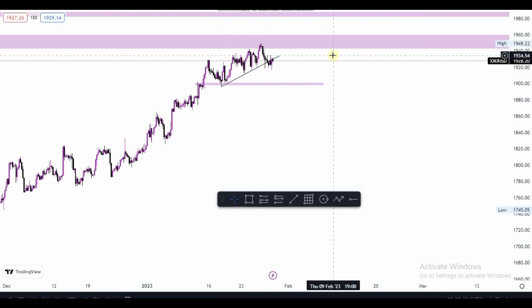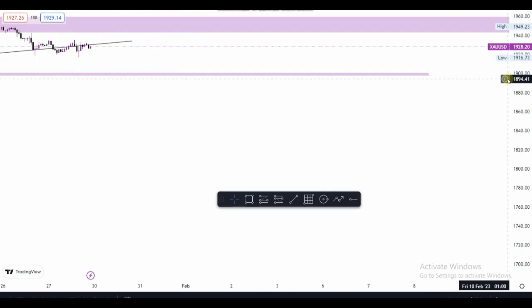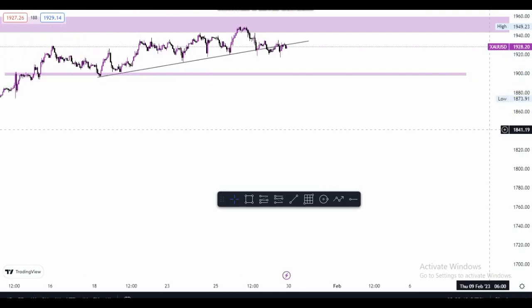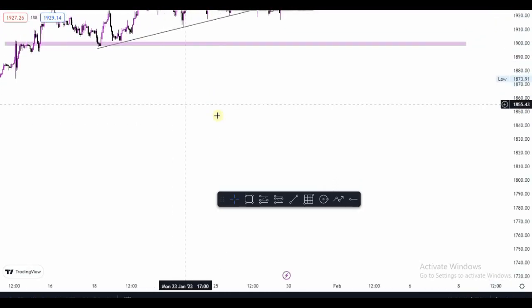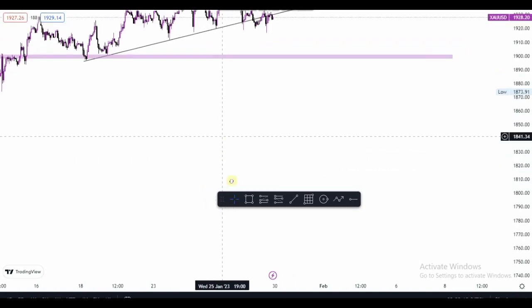Let's go over to the 1 hour time frame. So what do we see on the 1 hour time frame? Sorry about that. On the 1 hour time frame, we're still seeing the same thing.